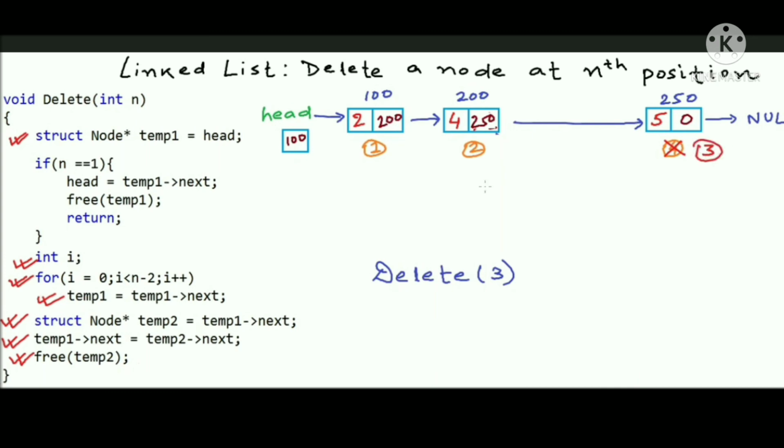So this was deleting a node at a particular position in the linked list. We can also have a problem where we may want to delete a node with a particular value. You can try implementing it.